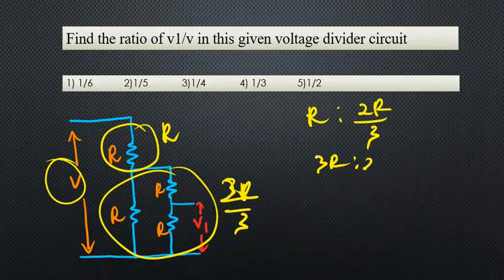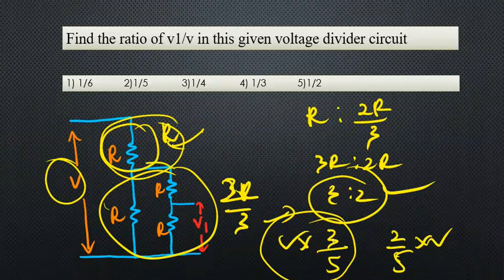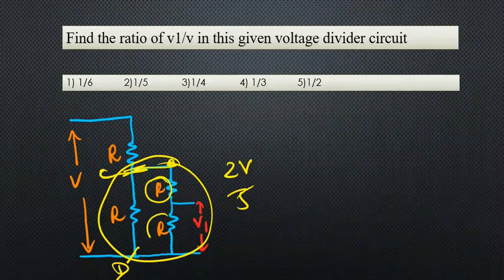Let's apply the ratio values for these potentials. Taking 3 plus 2, which is 5, we have the fractional values 3 over 5 and 2 over 5. Then we multiply by the supply voltage V. We get 3V over 5 for this R resistor, and we get 2V over 5 for this part, between point C and point D. So the same potential we have for these two resistors as well.